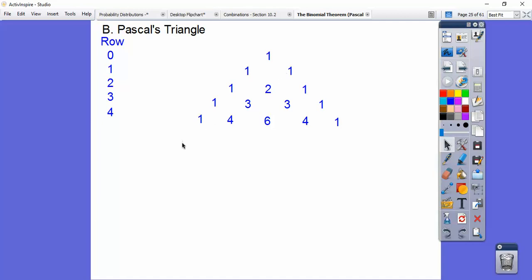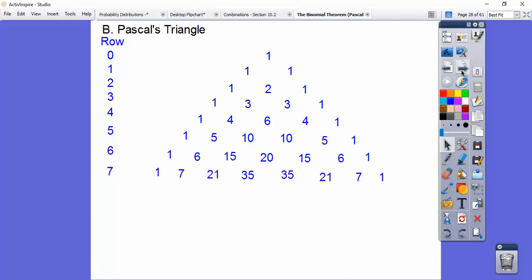So here we're going to start. It's going to be 1, and then this number is going to be the sum of these guys. So 5, sum of these guys, 10, and then 10 again, and then 5, and then 1. Can you see? They're just the sum of the two numbers. So that's row 5. Row 6, we just keep adding the numbers on top. Row 7, this can go on forever and ever and ever.